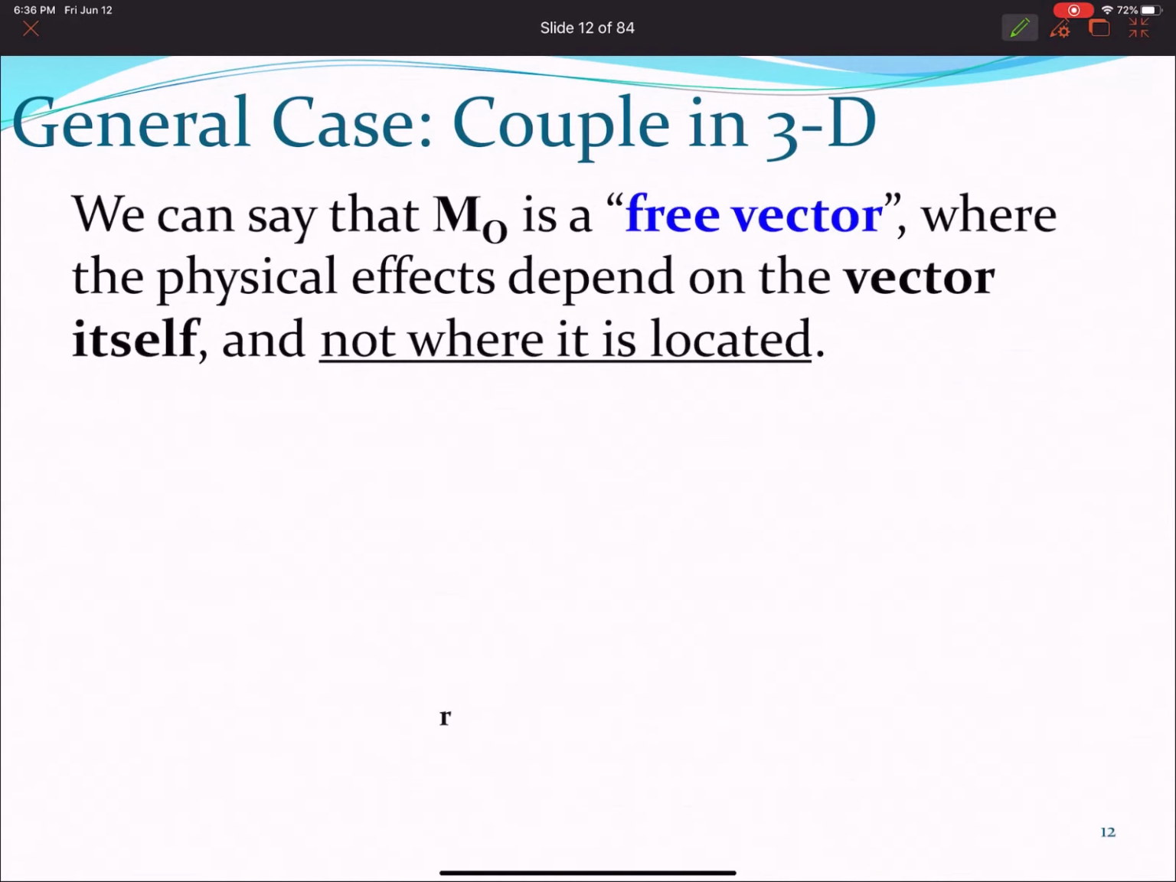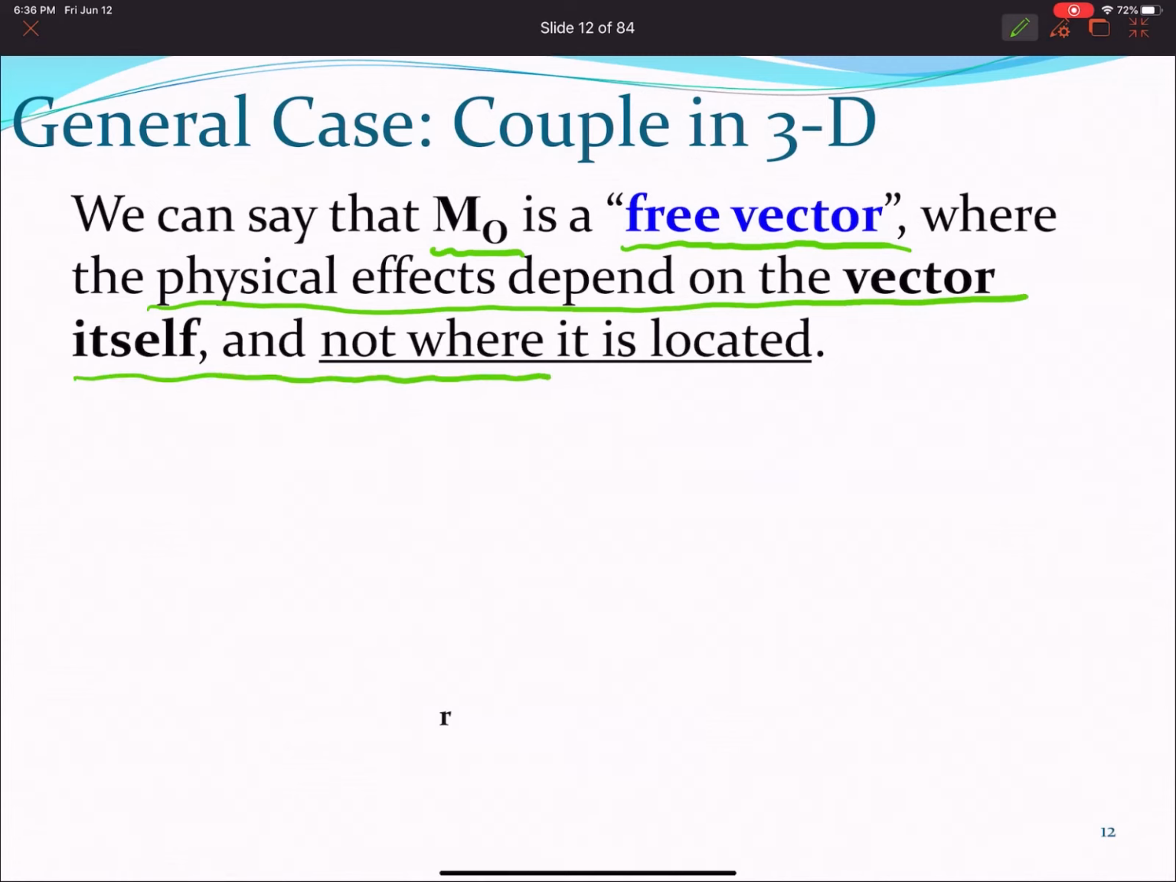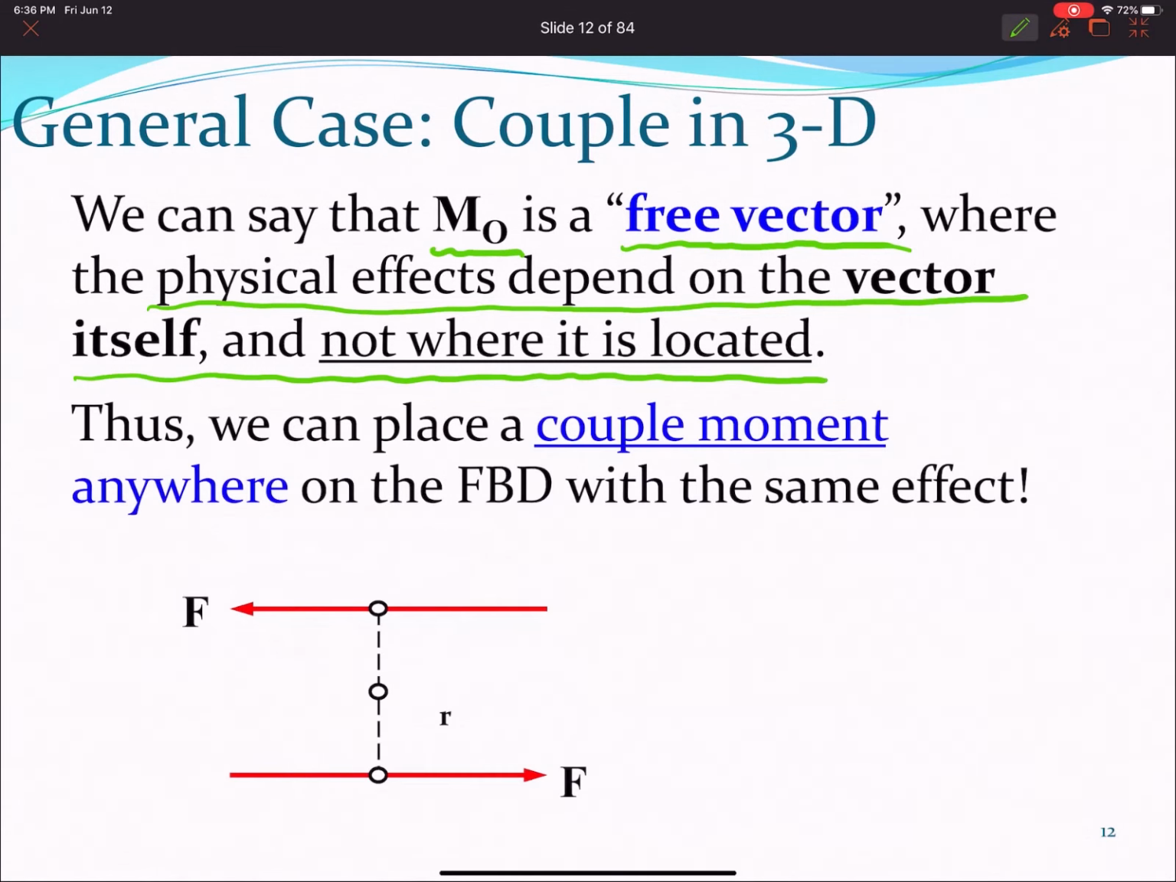And it means that the moment caused by a couple is a free vector, where the physical effects depend on the vector itself and not where the vector is located. So wherever the value of the couple is, it will create the same moment everywhere and always. That's something really, really magical about couples.